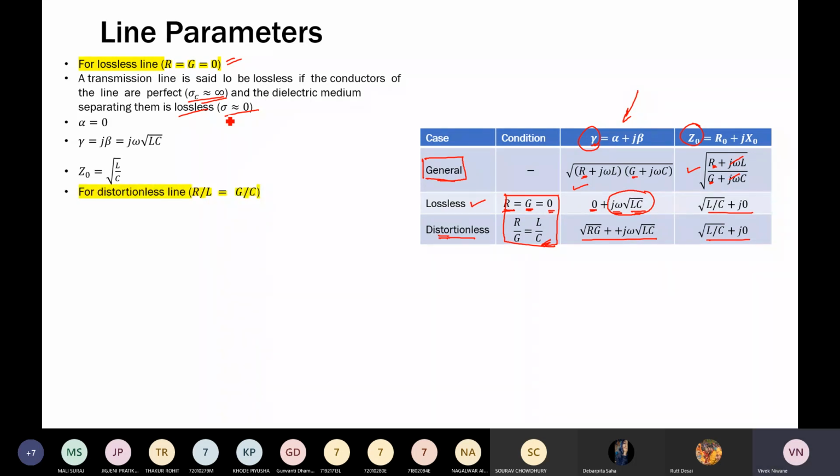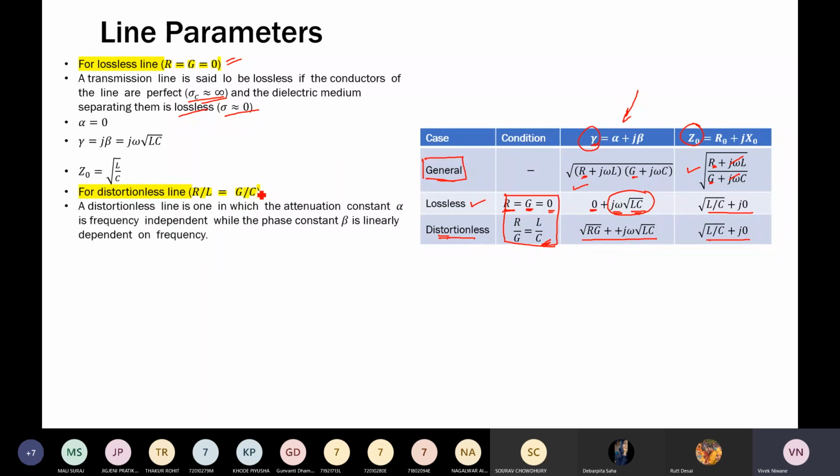For distortionless lines, we do have R upon L is equal to G upon C. That is a necessary proportionality condition. A distortionless line is one in which the attenuation constant alpha is frequency independent, while the phase constant beta is linearly dependent on frequency. Alpha is independent, whereas beta is linearly dependent. While putting these conditions into the big formula of alpha and beta, we can arrive at these formulae.